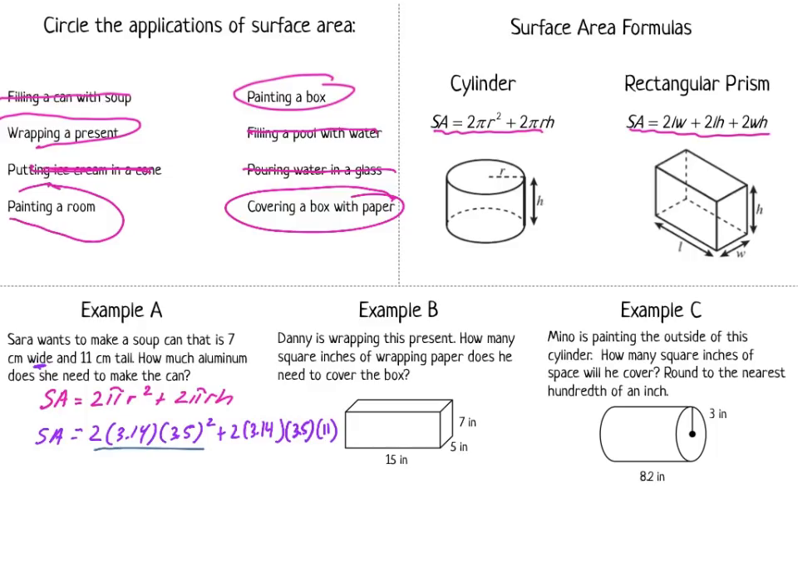So let's start with our left-hand side, and we're going to again need to do our exponents first. So 3.5 squared is going to be 12.25. Then we're going to multiply that times our 2 times our 3.14, and when we do that, we end up with 76.93 for one side of our formula.